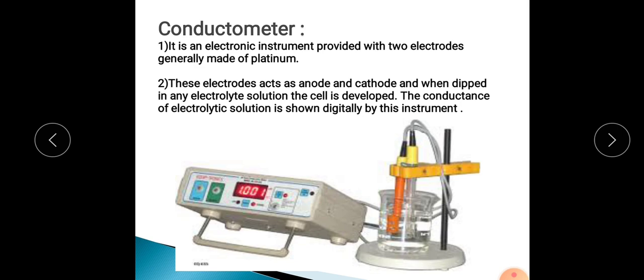Conductometer. Friends, a digital conductometer is shown in the diagram here. A conductometer is nothing but an instrument which is provided with these 2 electrodes, and these 2 electrodes are generally made up of platinum strips. These 2 electrodes act as anode and cathode. So when these 2 electrodes are dipped in any electrolytic solution, a cell develops, and whatever electrical conductance is possessed by this electrolytic solution is shown in digital form by this instrument. This is the conductometer.